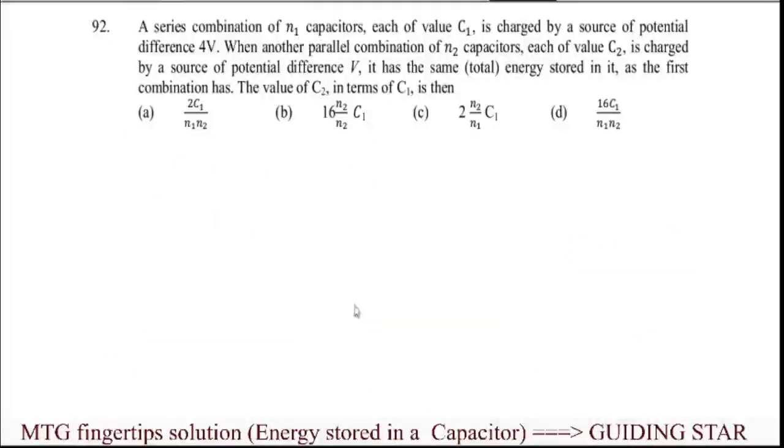In this question, a series combination of N1 capacitors, each of value C1, is charged by a source of potential difference 4 volt, when another parallel combination of N2 capacitors, each of value C2. So here they have given N1 capacitors which are connected in series, each having capacitance C1, and similarly N2 capacitors, each having capacitance C2, connected in parallel.